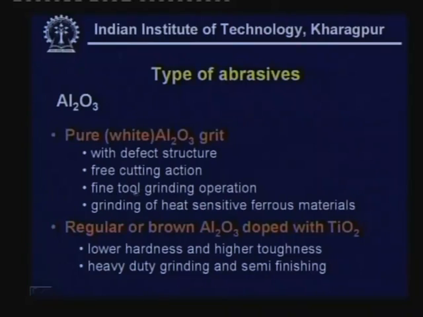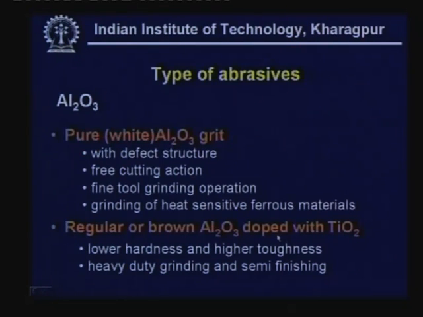Now what do we gain by that? By that we can control the level of grinding force and also the grinding temperature, and this is very important when we go for fine and precision tool grinding operation or grinding of heat sensitive ferrous material. Here we allow neither the force to rise nor the temperature to rise. So once there is some wear flat developed on the wheel, the grit should release itself.